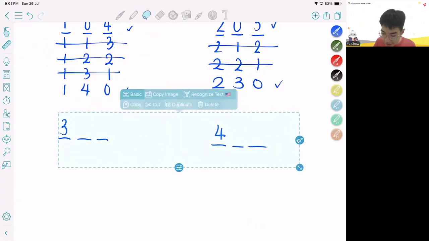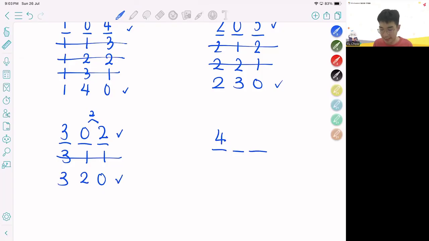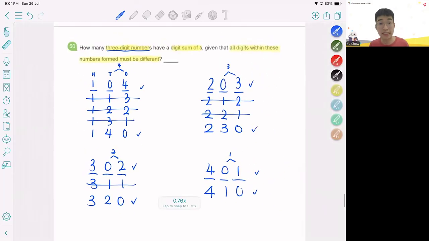Now, the next case is when you have 300 and something, your tens and your ones digit must add up to 2. So you can start with 3, 0, 2, possible, all digits are different. 3, 1, 1, the 1 and 1 repeat. 3, 2, 0. Good, this is also a possible 3-digit number. And we're done, because my ones digit is 0, I can't go further than that. Now, if my hundreds digit is 4, my tens and ones must add up to 1. There are only 2 possibilities, 401 and 410, which are both valid options, because the 3 digits are different.